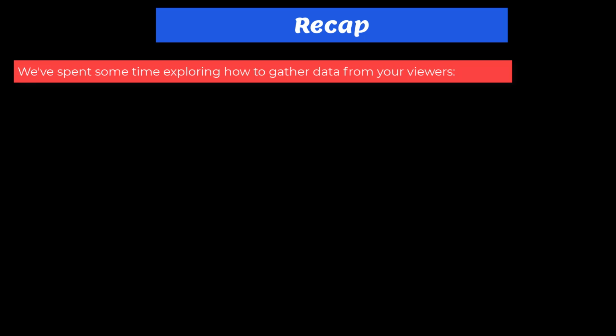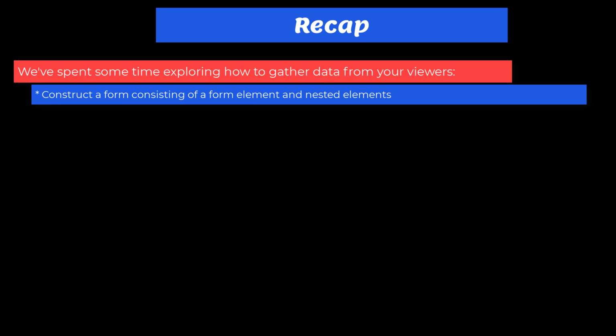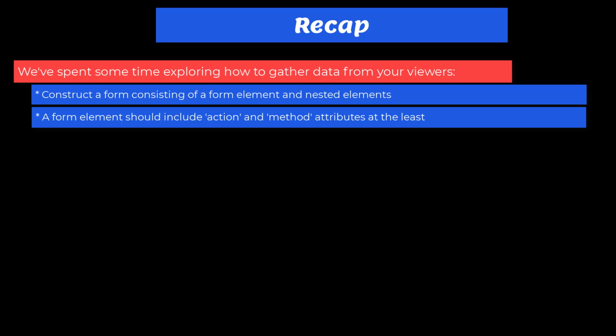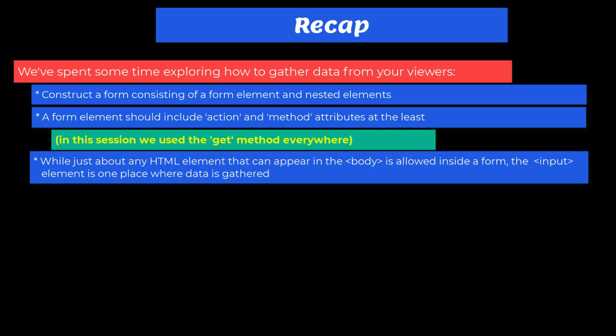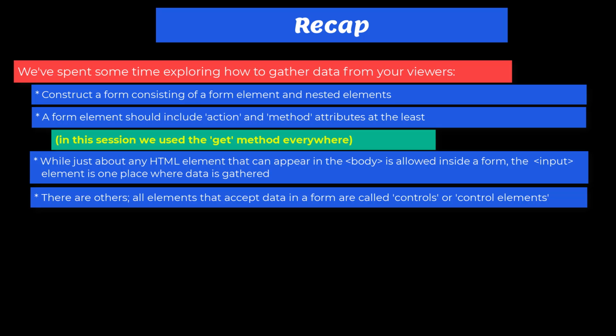We've spent some time exploring how to gather data from your viewers. Construct a form, consisting of a form element and nested elements. A form element should include action and method attributes at the very least. In this session, we use the get method everywhere. While just about any HTML element that can appear in the body is allowed inside a form, the input element is one place where data is gathered. There are others, which we will see later. All elements that accept data in a form are collectively called controls, or control elements.